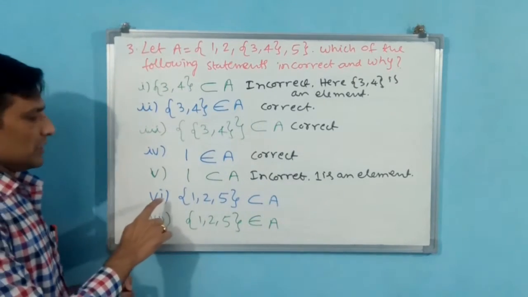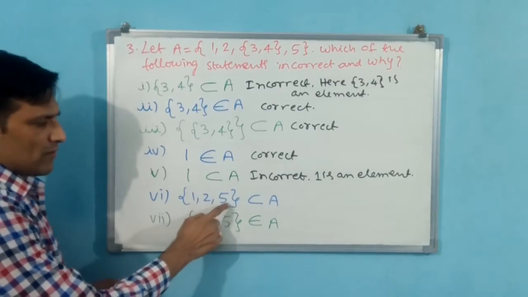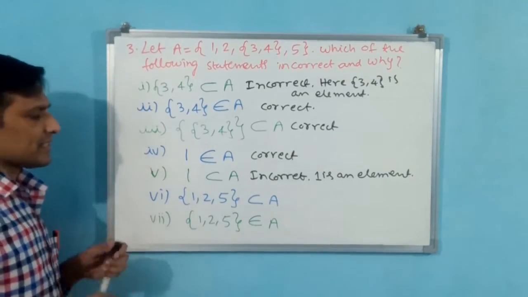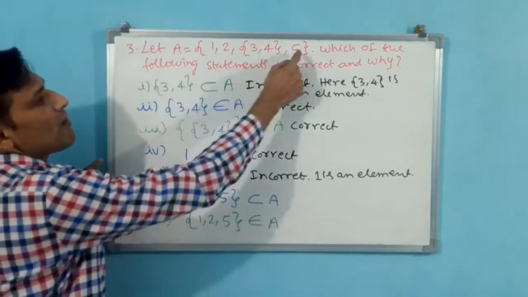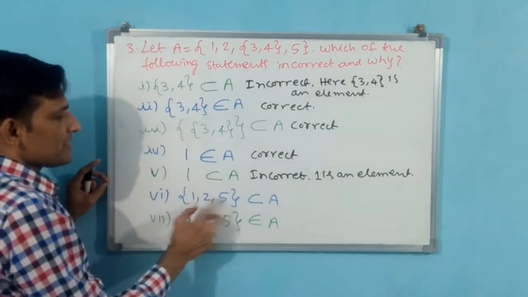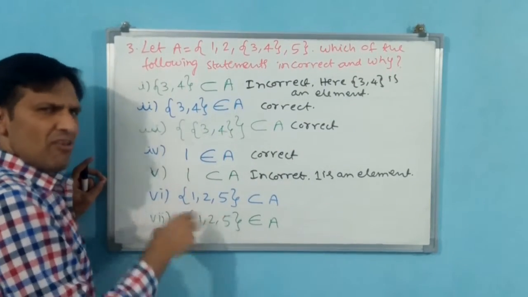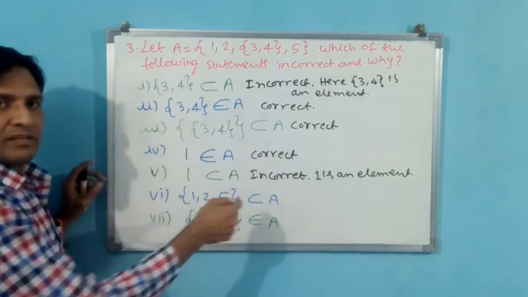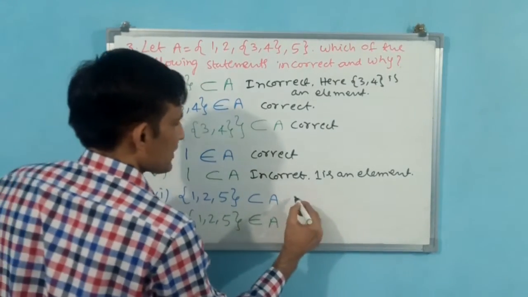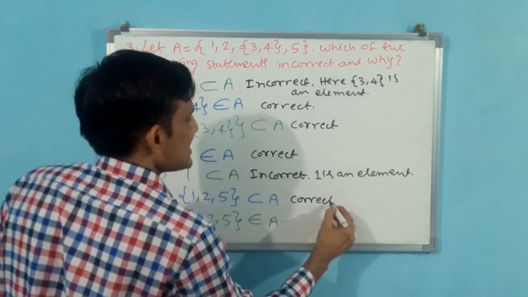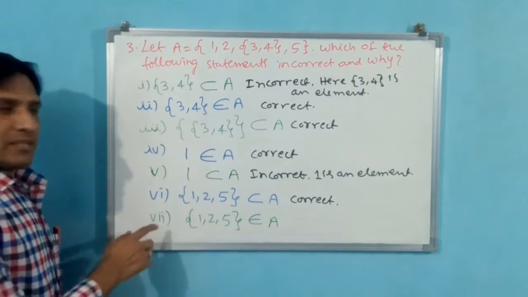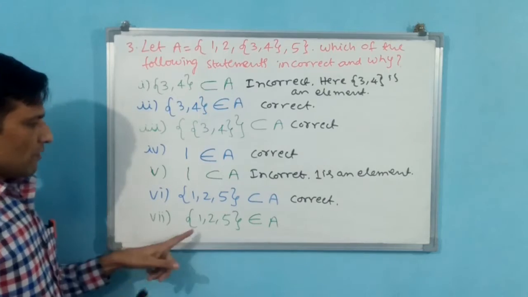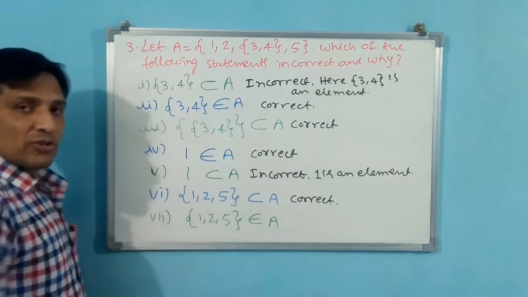Now the sixth question. {1, 2, 5} is a subset of A. 100% correct. You see, 1, 2, 5 are elements. If you put them under braces, automatically it becomes a set or a subset. Automatically the set is a subset of A. 100% correct. You need not give an explanation. Correct.